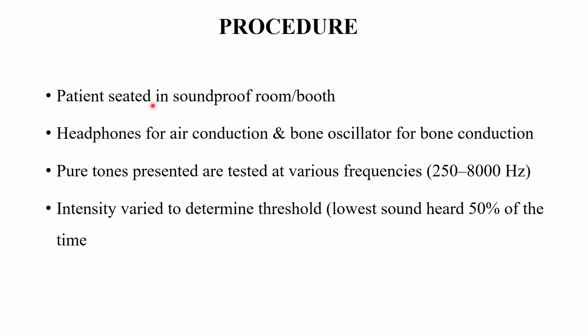Procedure: the patient is seated in a soundproof room or booth, with headphones for air conduction, and a bone oscillator or vibrator applied for bone conduction. Pure tones are presented at various frequencies from 250 to 8000 Hz, as already mentioned, and intensities are varied to determine the threshold. The lowest sound heard 50% of the time will be marked at that particular intensity on that specific frequency as the hearing threshold.